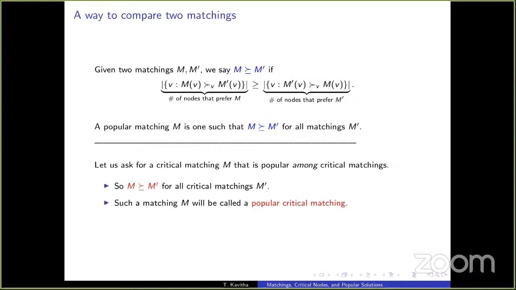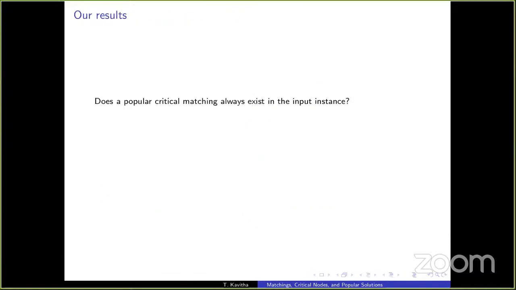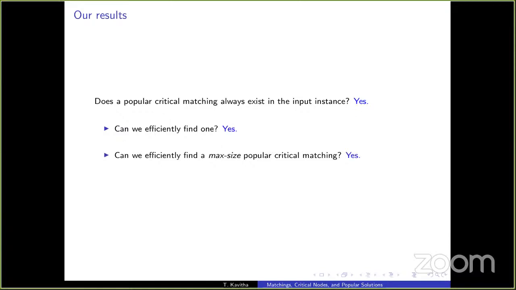So let's ask for a critical matching such that there is no better critical matching. So our critical matching M is at least as good as any critical matching, and we'll call this matching M a popular critical matching. Does such a matching always exist? Is it easy to find one? Is it easy to find a max size such matching? We consider these problems here and show positive answers to all of them.